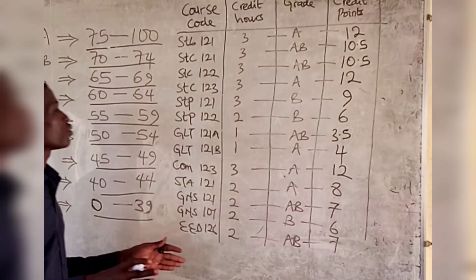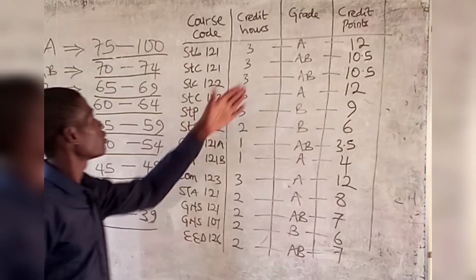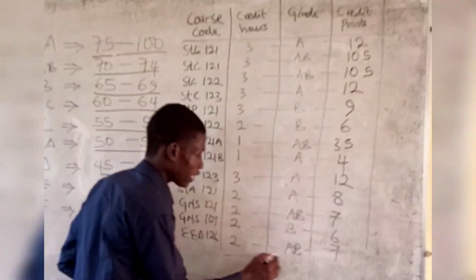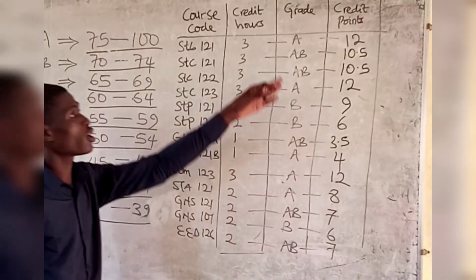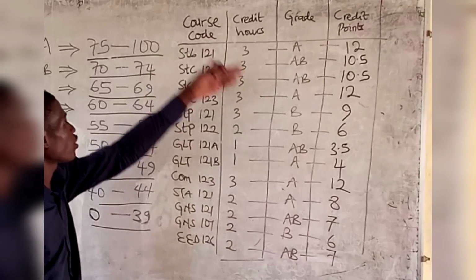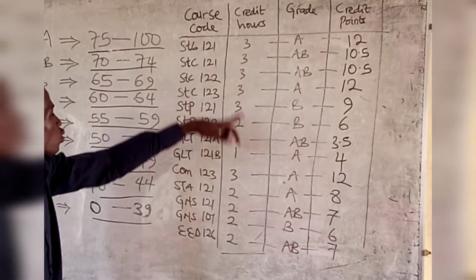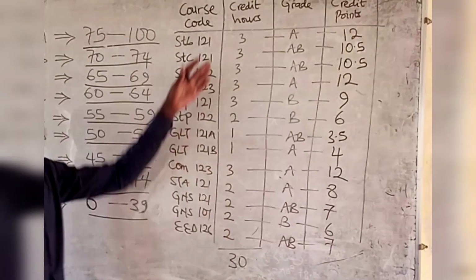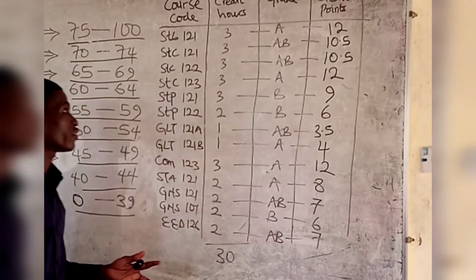So what we are going to be doing now is to sum up the total number of your credit hours or your credit units, which you all know, and also sum up the total number of your credit points. That's how your GP is being calculated. So if you sum this up, 3 plus 3, 6, 9, 12, thereabouts, you have 30 in total. That's 30 credit units, 30 credit hours, or whichever you call it.